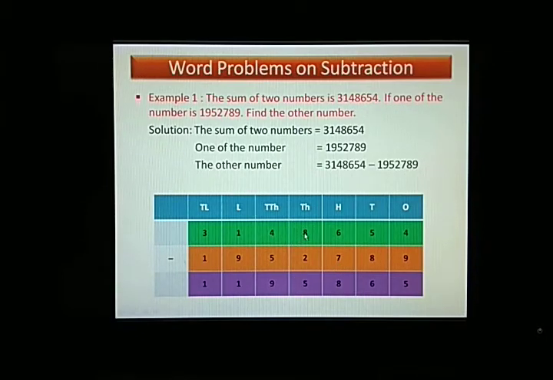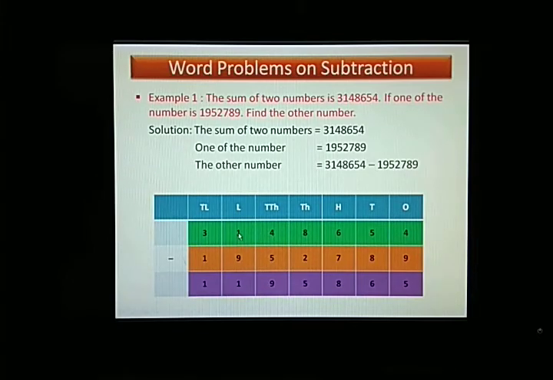Now here we are left with 7. So 7 minus 2, yes, we can do. 7 is a greater number. 7 minus 2 will be 5. Here also 4 minus 5 we can't do. We have to carry 1. So it will be 14 minus 5, 9. Then here we are left with 0. 0 minus 9 we can't do. So we'll take another from here.